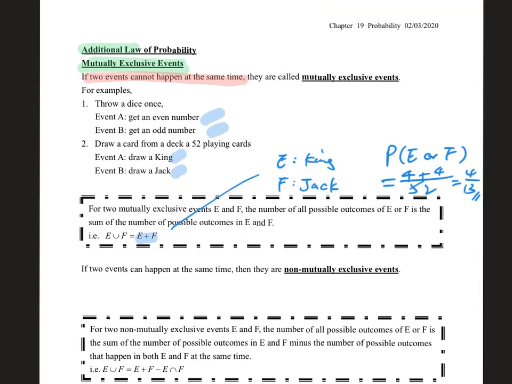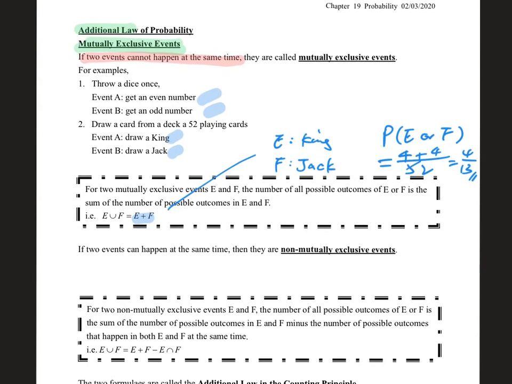But in many situations E and F may not be mutually exclusive. For two non-mutually exclusive events E and F, besides adding up, you need to minus their intersection. Wow, it's very terrible, right? Okay, let's take a look at the situation. For example, E is still getting a king, but F this time is getting a spade. Do you remember what the symbol is? Yes, that's spade.